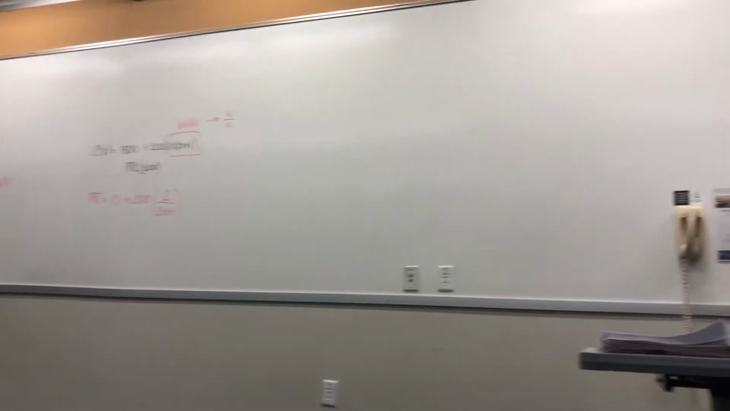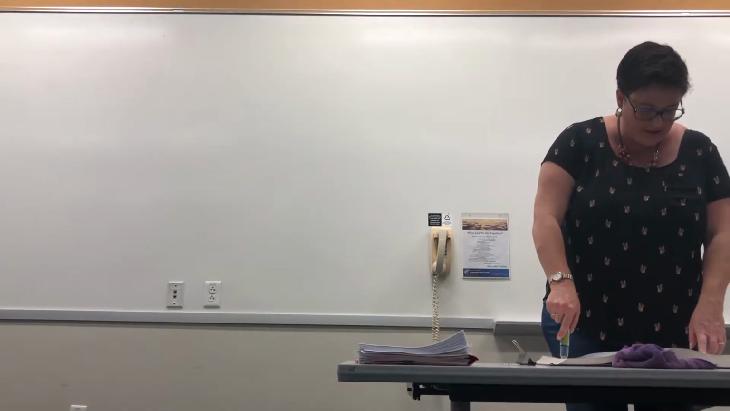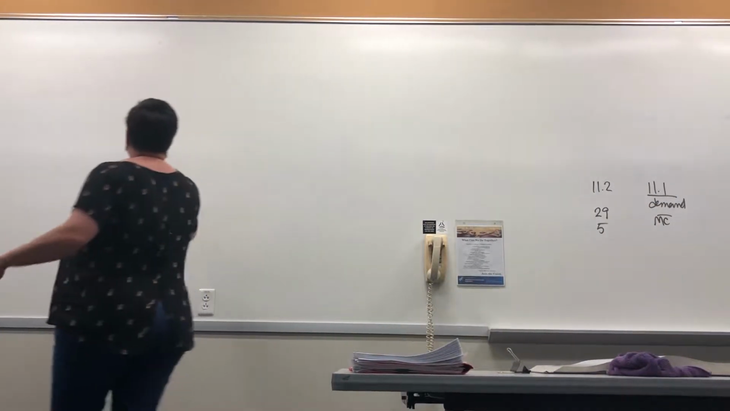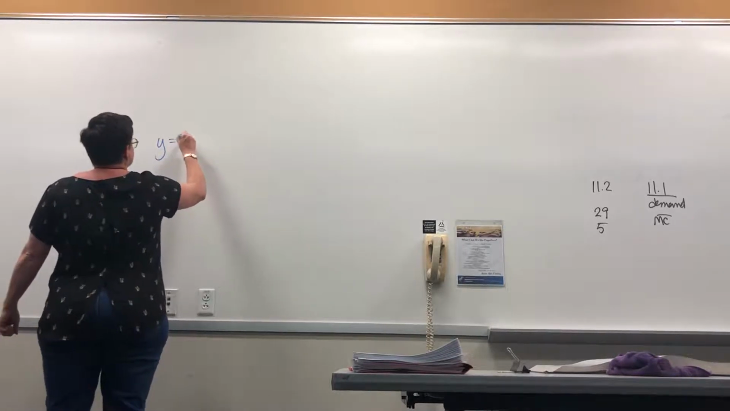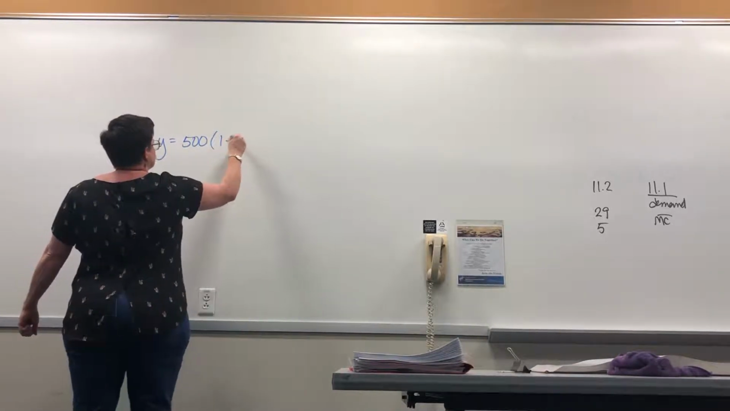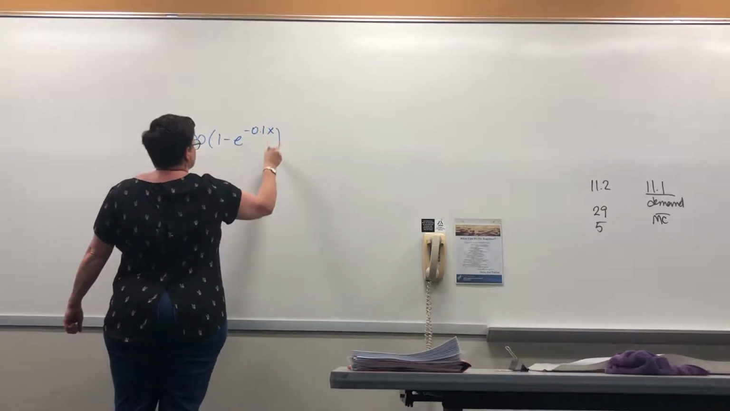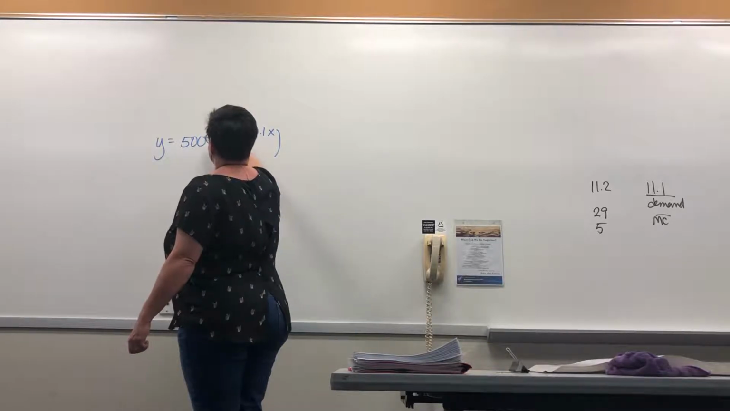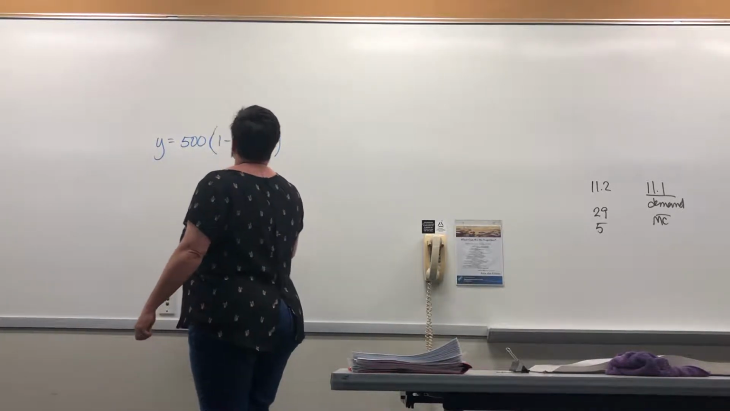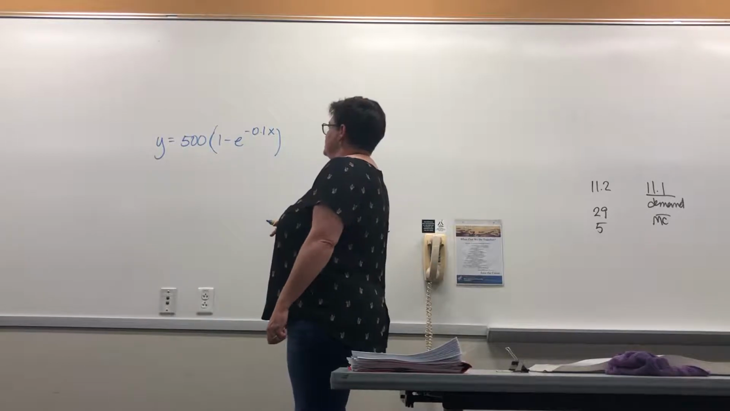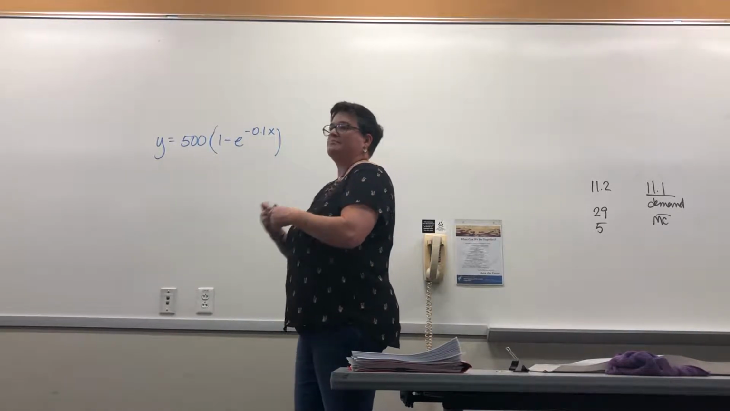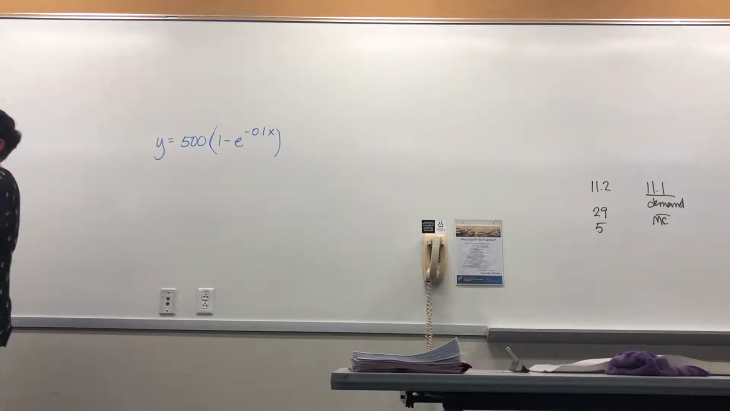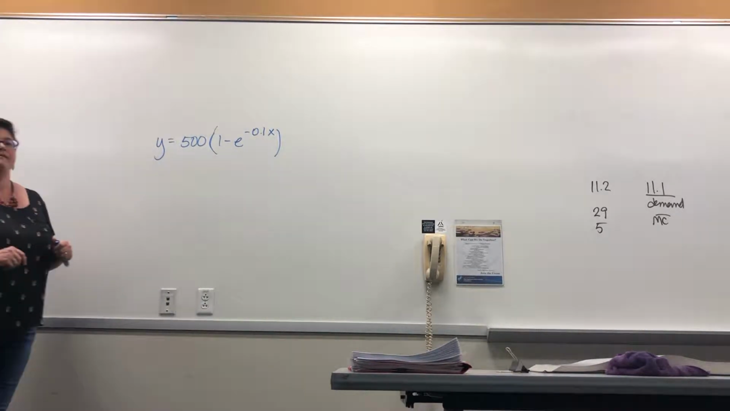Number 5. Is that the one with 500? Yeah. 1 minus e to the negative 0.1x? Okay. Consistent on my size of parentheses here. Okay. How many of you want to treat this like a product? None of you. How many of you want to distribute that 500 and see what happens? I originally wanted to treat it as a product.